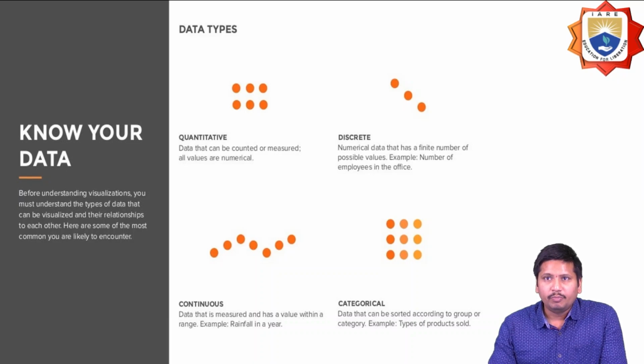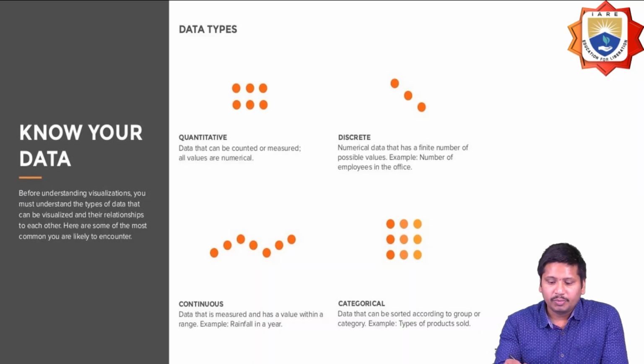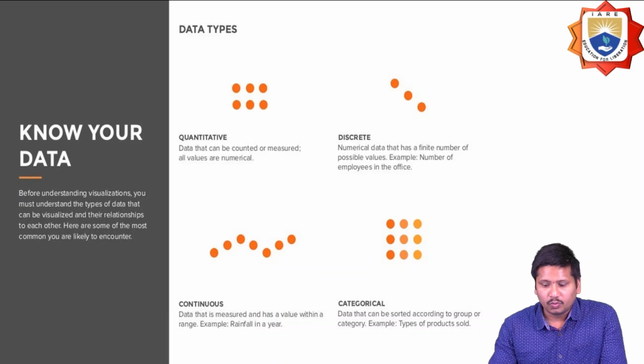Normally the data will be of different types like quantitative data, discrete data, continuous data, and categorical data. Before understanding the visualization, you must understand what type of data it is, how it is going to be visualized, what the relationships among the data are, and what kind of visualization is most suitable for the application. Just now I said the types are quantitative, discrete, continuous, and categorical.